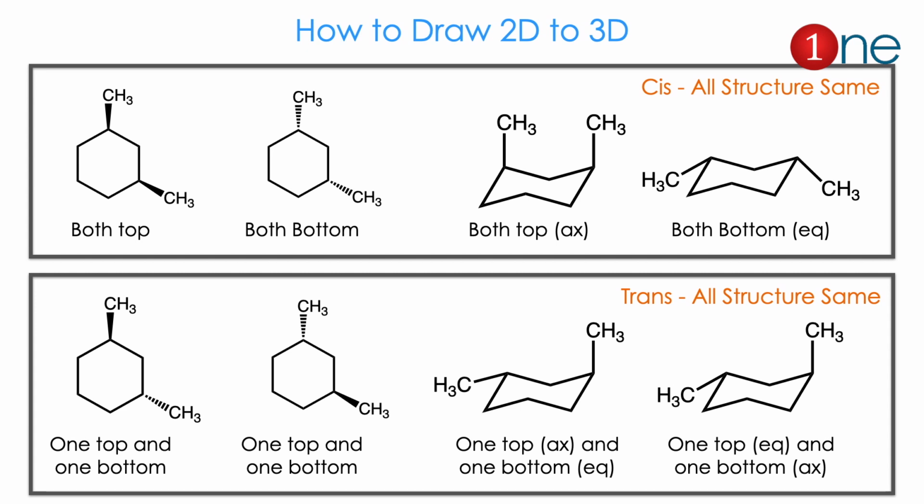Let us see the same thing in trans. Trans means the groups are on opposite sides, one above the plane and one below the plane. You can clearly see from the chair form, one can be equatorial or axial, and the other can be equatorial or axial. Here you should know how to draw both in 2D and 3D.